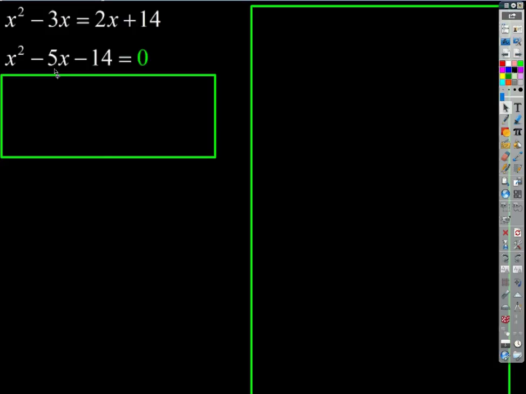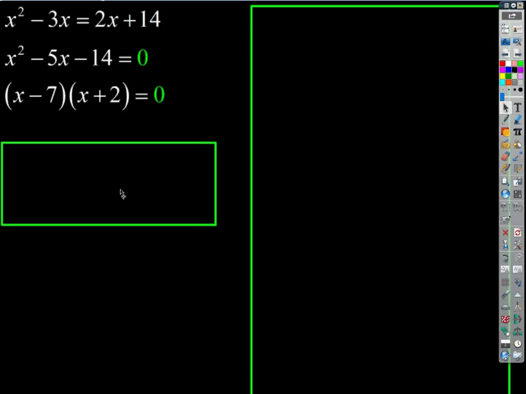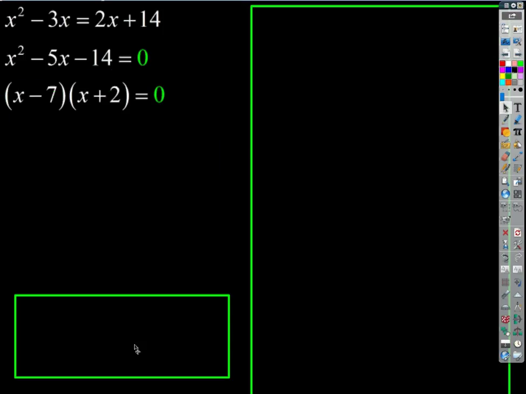What would they have to multiply to? Not 14. Negative 14. They have to multiply to negative 14 and add to negative 5. What are those? Negative 7, positive 2, right? Okay, so that one does factor, and that's much easier than having to go through the whole process of the quadratic formula and simplifying the radical and the whole bit, right?